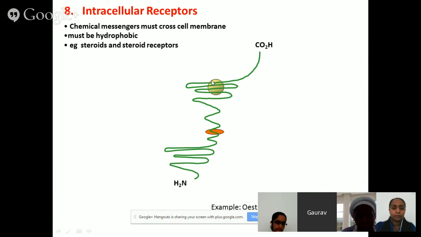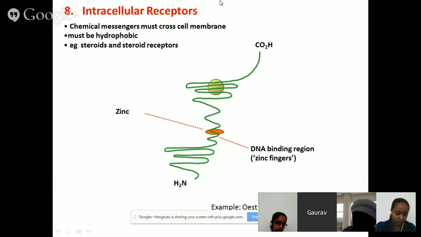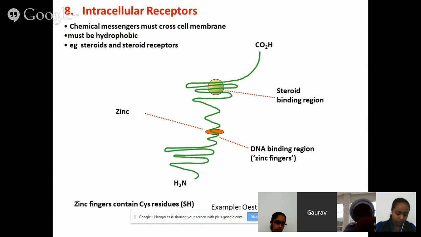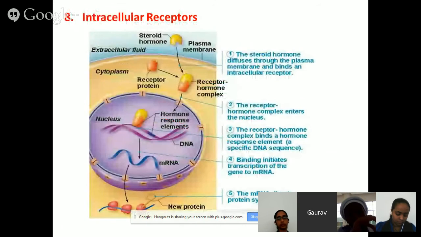You can see here there is a binding site. One end is attached with a carboxylic group, the other end is attached with an amine group. The example of this type of receptor is the steroid receptors. So most of the steroids or hormones bind through these intracellular receptors. You can see in this figure.